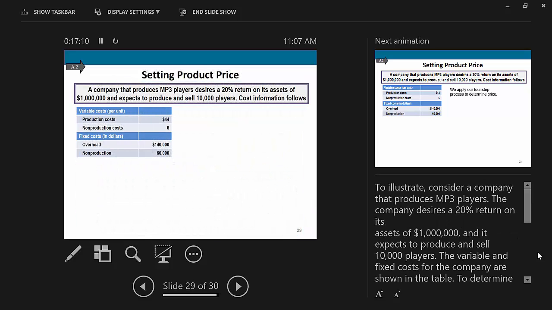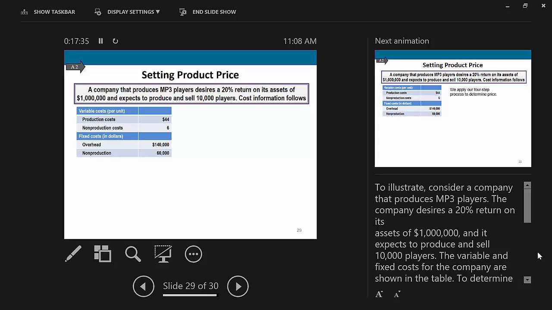So let's just go ahead and look at this example. There's our production cost, variable cost. There's our fixed cost, both production and non-production, both overhead. Now here we do consider fixed costs because what? We are trying to determine the appropriate sales price for this, right?